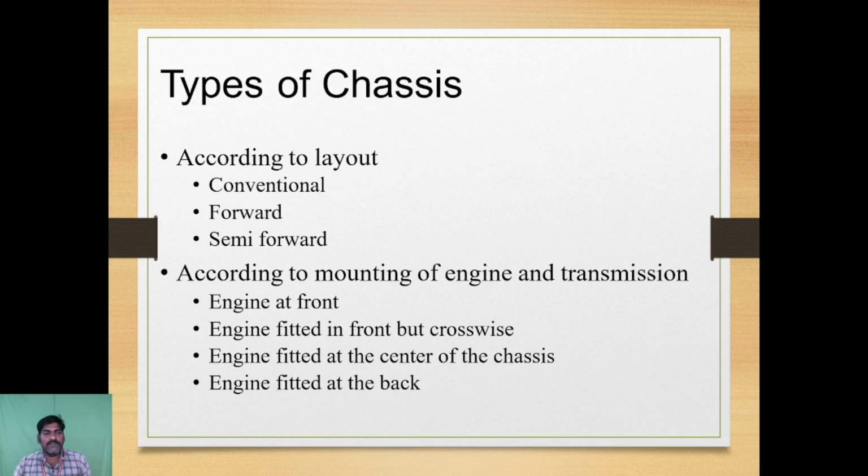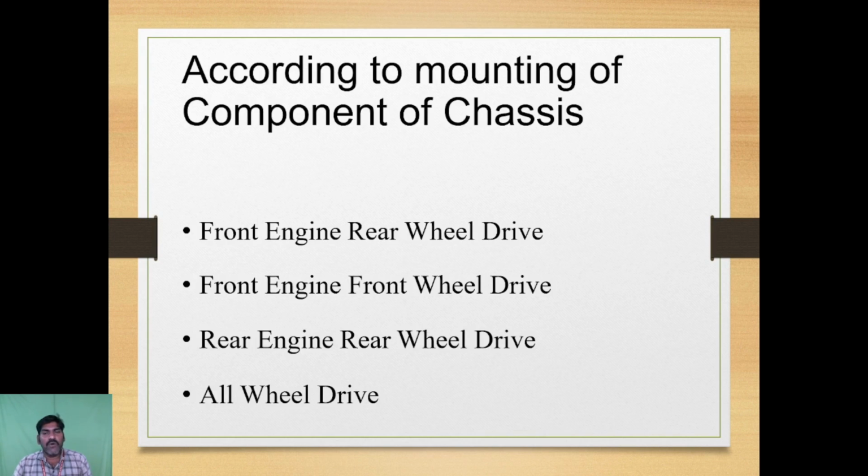Types of chassis. First one, according to layout: conventional, forward, and another one, semi-forward. Second one, according to mounting of engine and transmission. Engine at front. Second, engine fitted in front but crosswise. Third, engine fitted at the center of the chassis. Fourth, engine fitted at the back. According to mounting of components of the chassis: first, front engine rear wheel drive; second, front engine front wheel drive; third, rear engine rear wheel drive; fourth, all wheel drive.